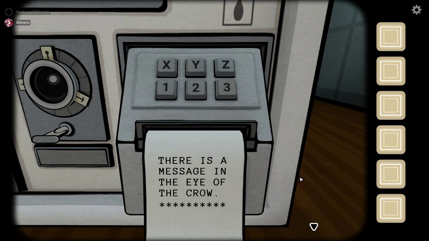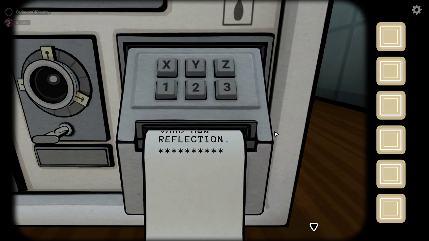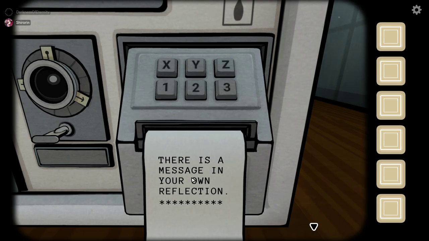There is a message in the Eye of the Crow. The Eye of the Crow? Yeah. Okay. Y3X1Z2. There is a message in your own reflection. Oh, that's creepy. 312ZYX.